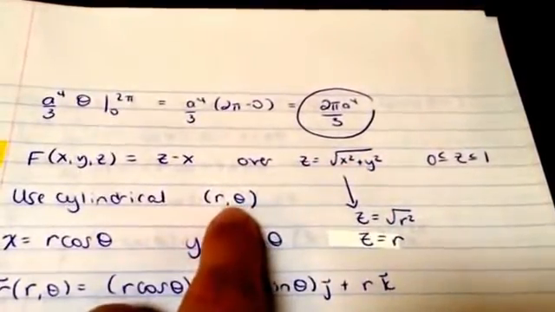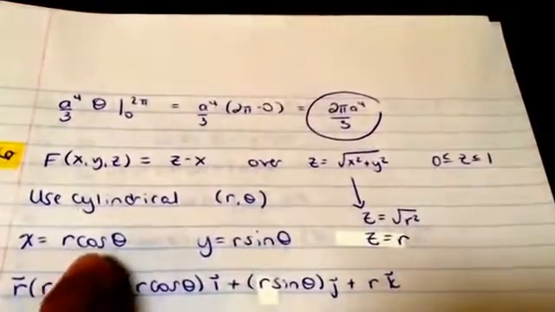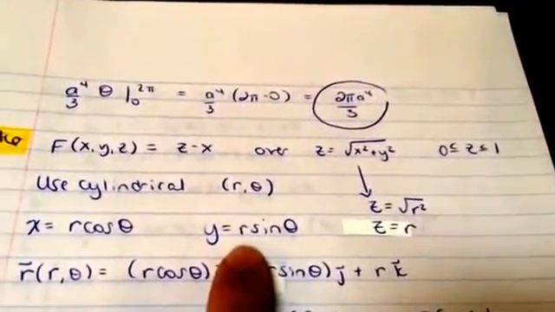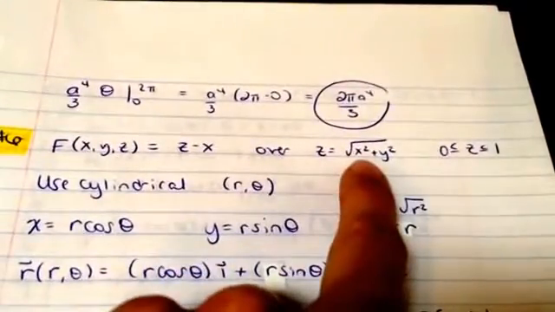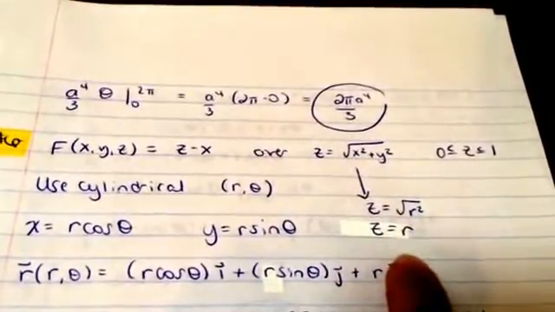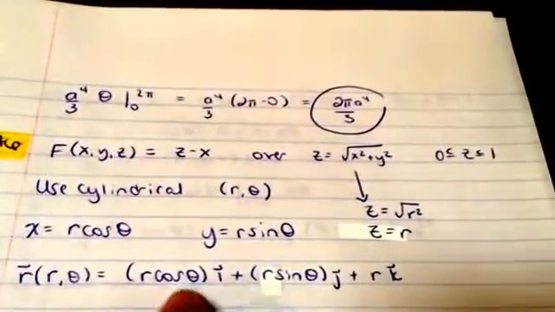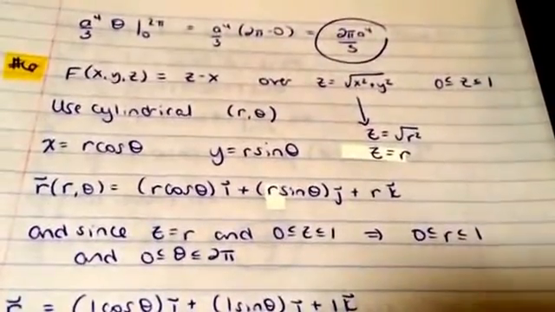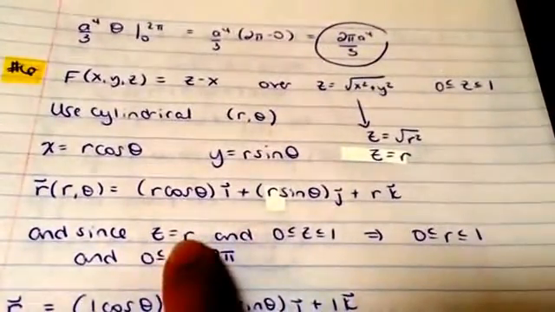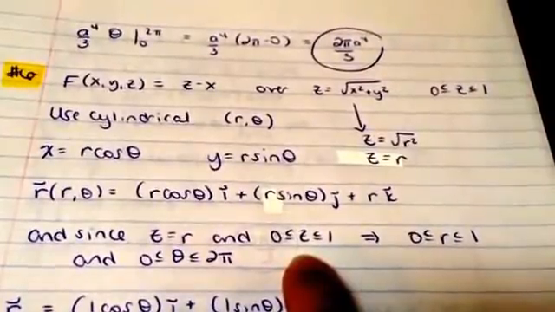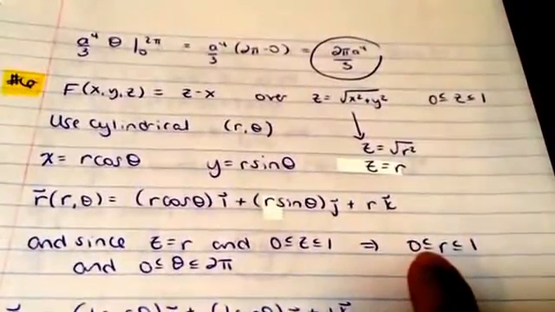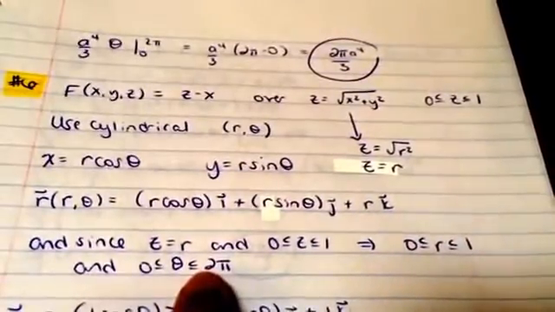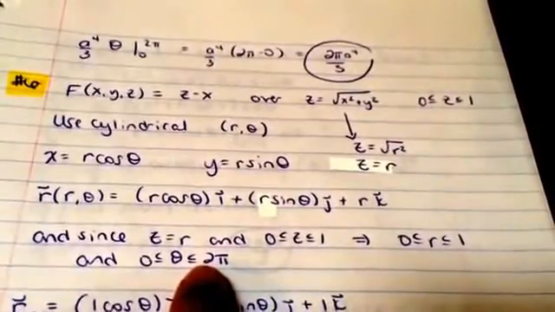So in cylindrical, my parameters are r and theta. So x is r cosine, y is r sine. And then here, x squared plus y squared is r squared. So z just becomes r. So here's my x, here's my y, here's my z. Notice now I just have r's and thetas. And then because z is the same thing as r and z stays between 0 and 1, that means that r has to stay between 0 and 1. And then because I have no restrictions on my theta, it's between 0 and 2 pi.